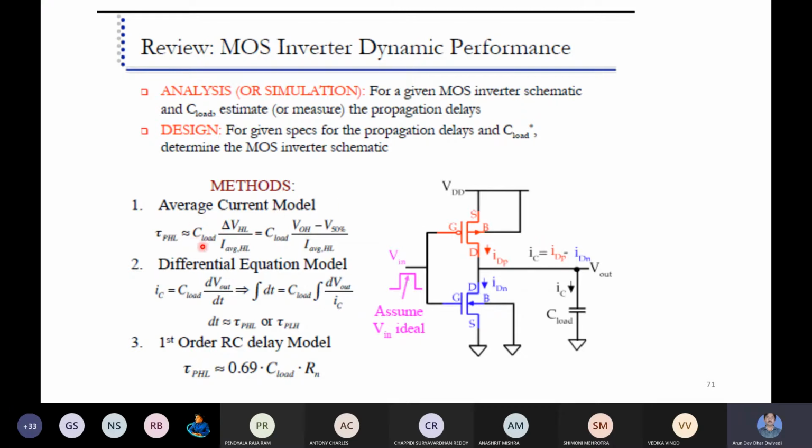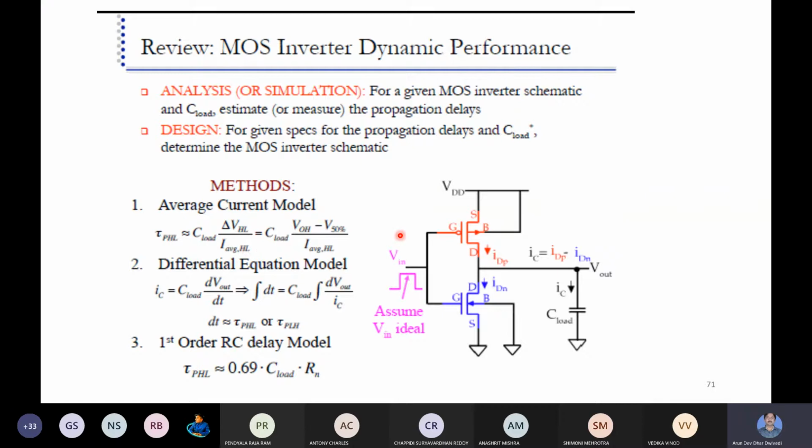In the average current model, we calculate TPHL when the NMOS is on, the PMOS is off, and the capacitor is discharging. During that time we use C load into delta V, the change of voltage. The change of voltage is from VOH, that is VDD, to the 50% point, VDD by 2, so the change is VOH minus V50%, divided by I average for the high to low transition.